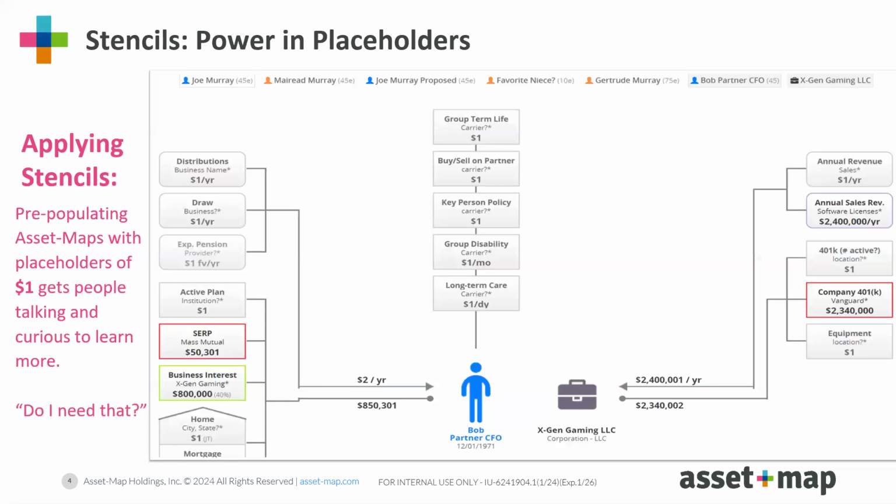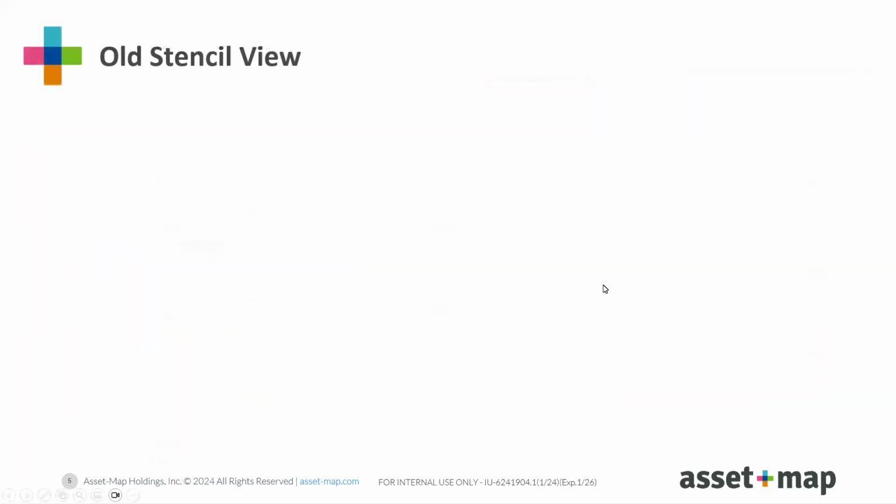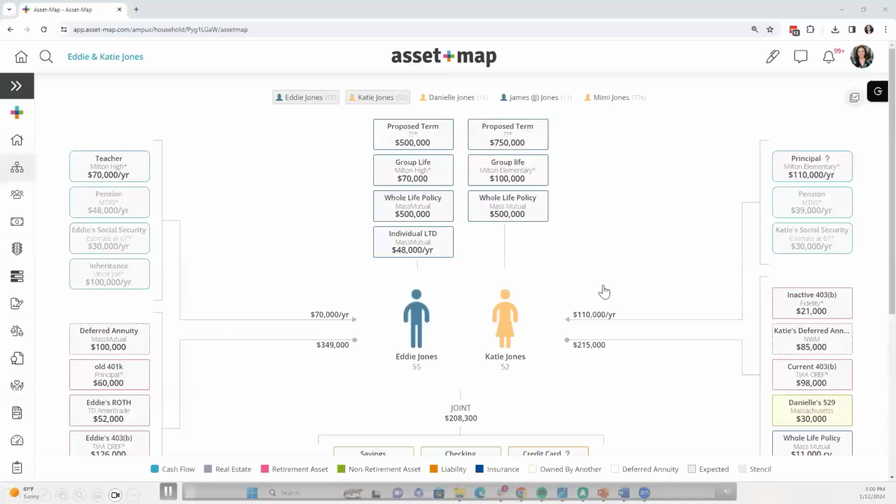I think what stencils really allow us to do is to get to know our clients a little bit better. And more importantly, figure out why potentially some decisions have been made or why some decisions potentially haven't been made. And more importantly, it's going to allow us to fill in gaps, because at the end of the day, we want to produce Asset Map reports to really drive home the conversation.